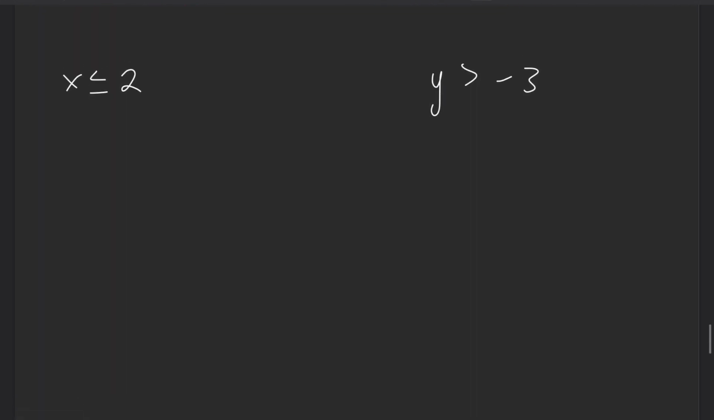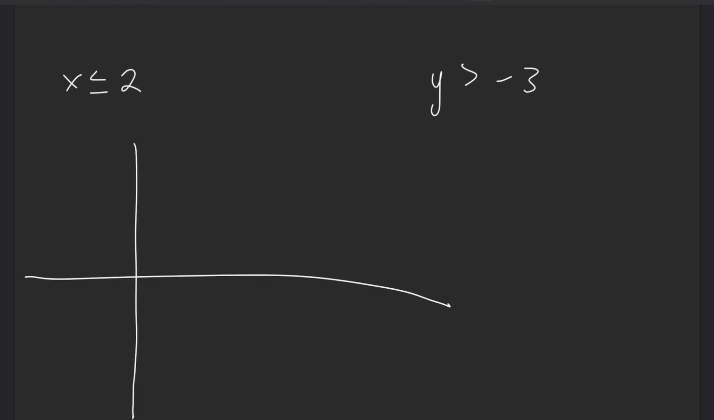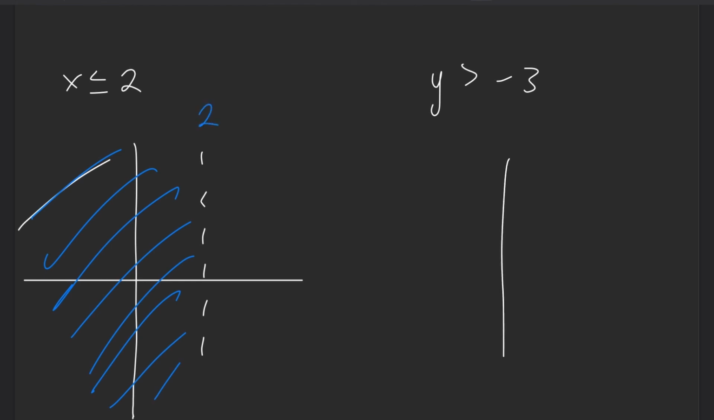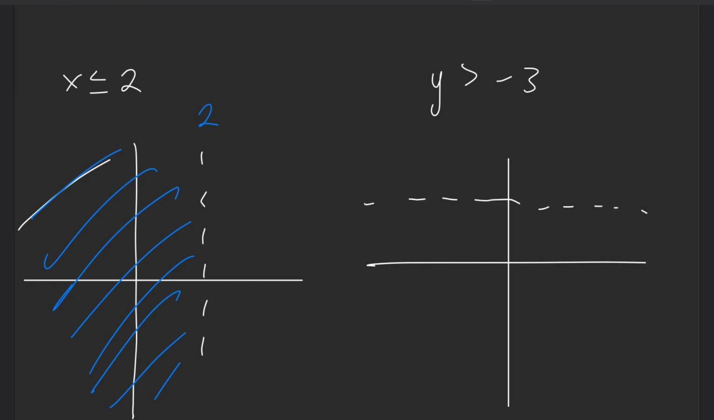Okay, so let's do these ones as well. These ones are not that bad. So it's like x is less than or equal to 2. So if we just say 2, basically that's just all of this. If we are saying y is greater than or equal to minus 3, y is like that, and then we're saying that it's everything that's above.